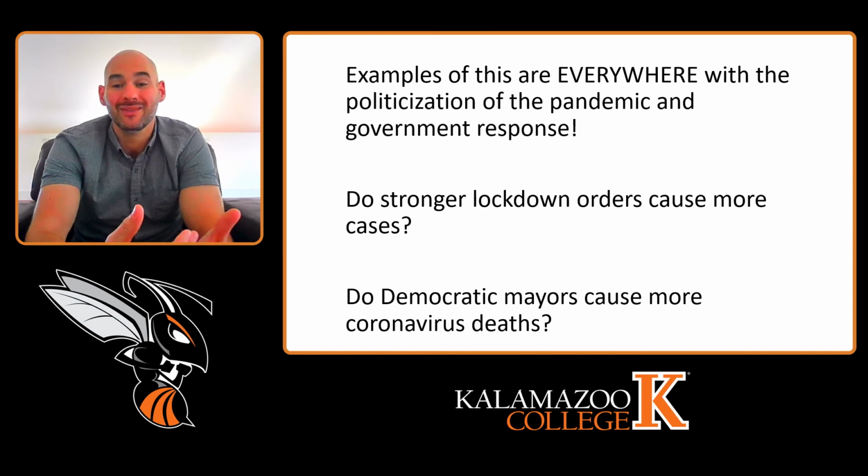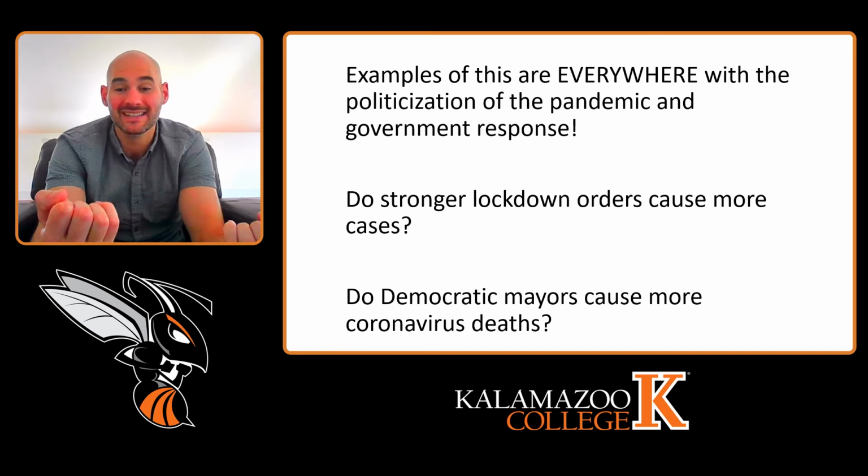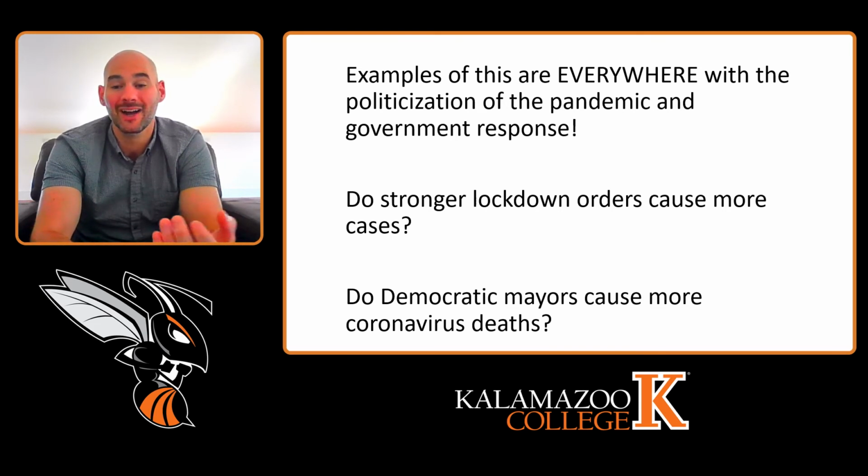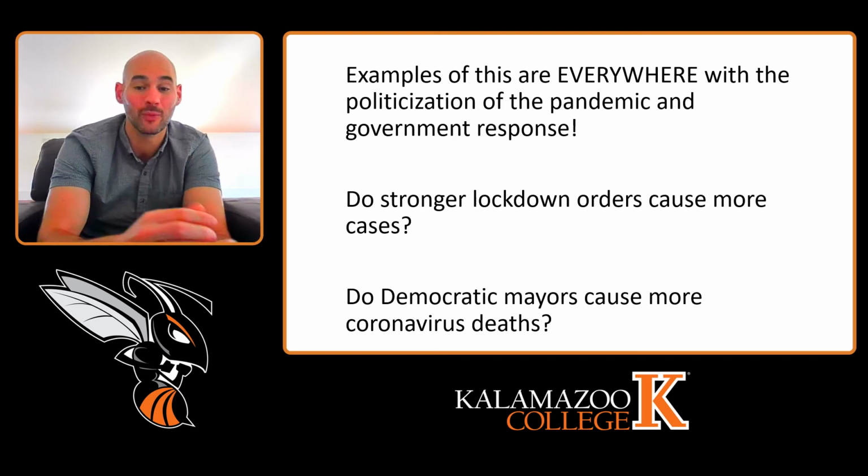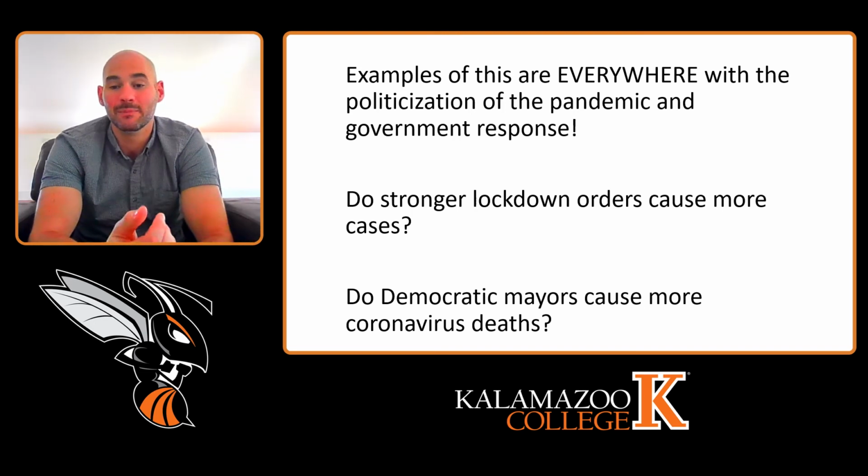However, while these two variables are correlated, cases and lockdown intensity, this is an example of reverse causality. The strict lockdowns and quarantining orders were due to the high number of cases, not the other way around. However, with a simple graph or equation, you wouldn't be able to tell that.